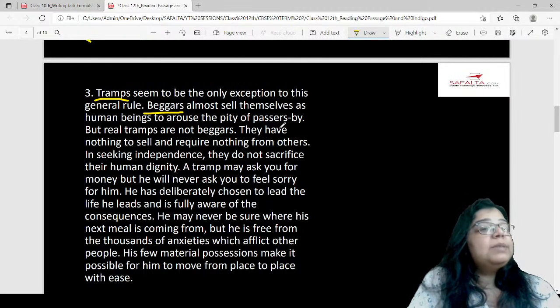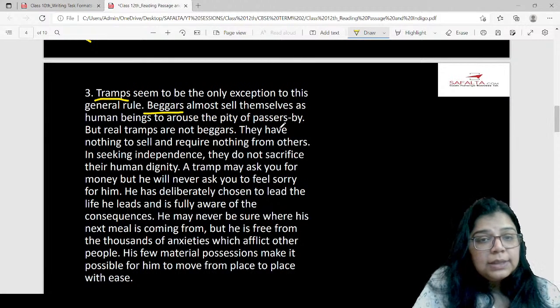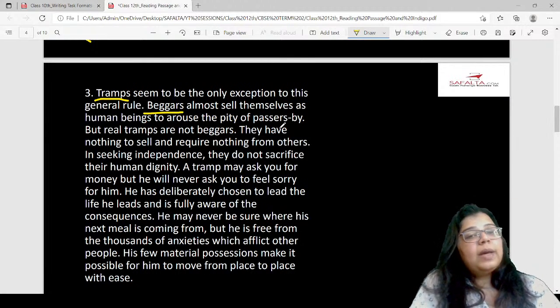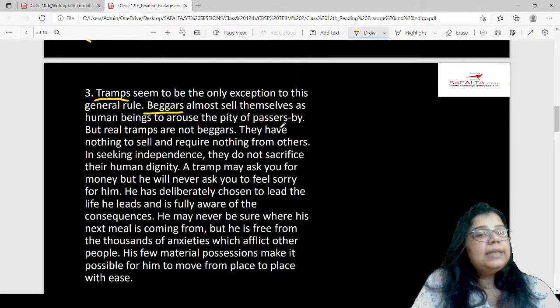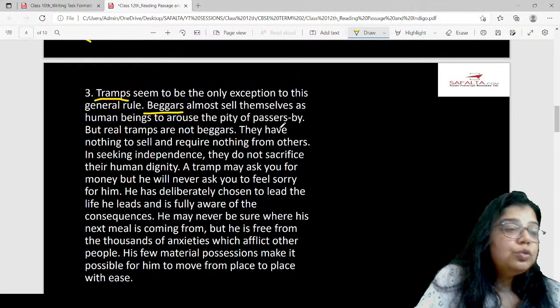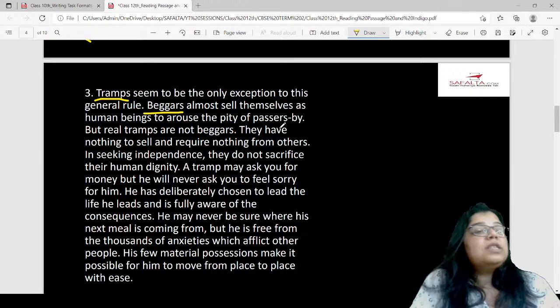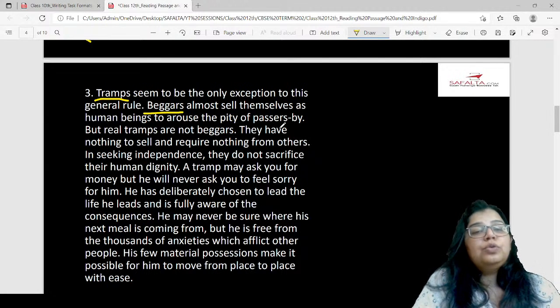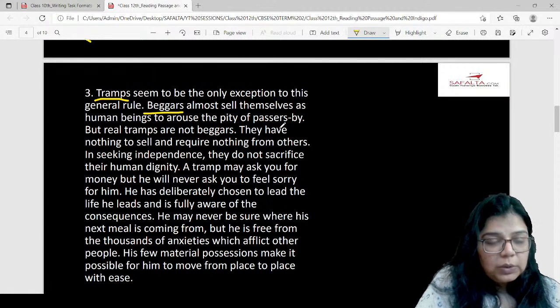Beggars almost sell themselves as human beings to arouse the pity of passers-by, but real tramps are not beggars. They have nothing to sell and require nothing from others. In seeking independence, they do not sacrifice their human dignity. A tramp may ask you for money, but he will never ask you to feel sorry for him. He has deliberately chosen to lead the life he leads and is fully aware of the consequences.